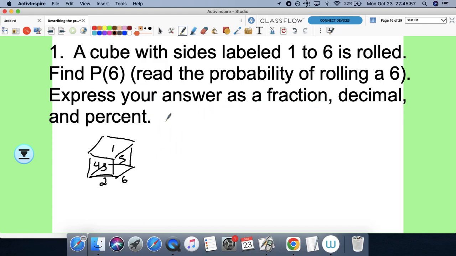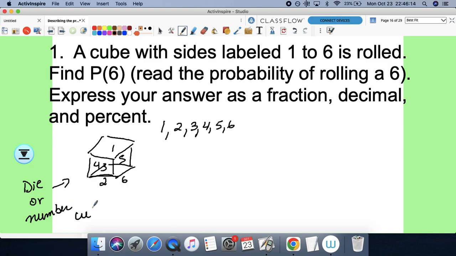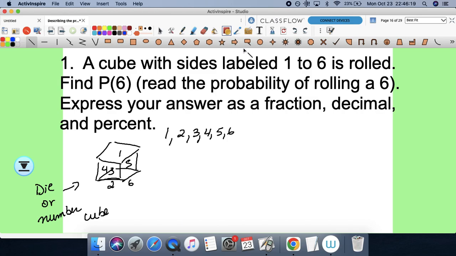So, the die has a number 1, 2, 3, 4, 5, and 6, right? The name of this is a die, or you can call it a number cube. Number cube. Let me see if I can get a cube here. Are there any 3Ds? No, there's no cube. But anyways, so that's a number cube.